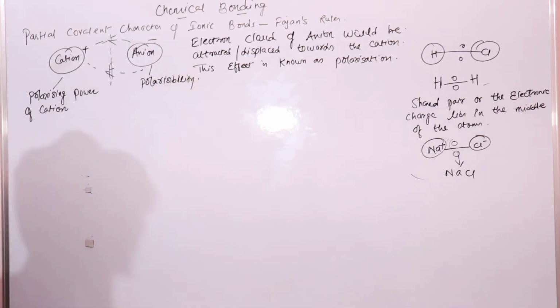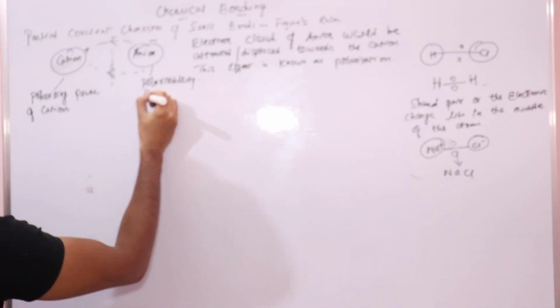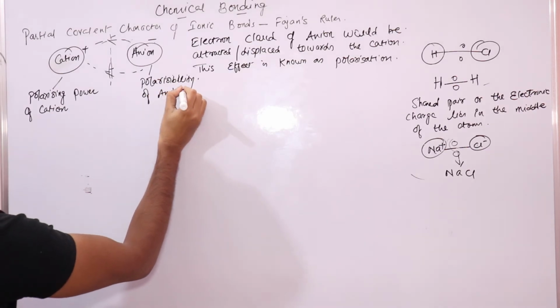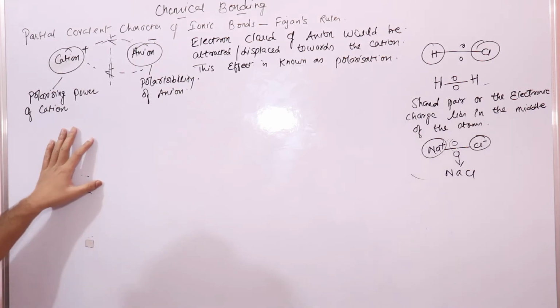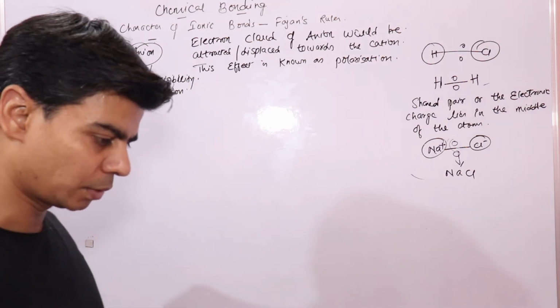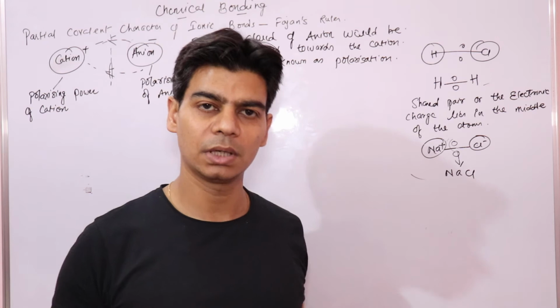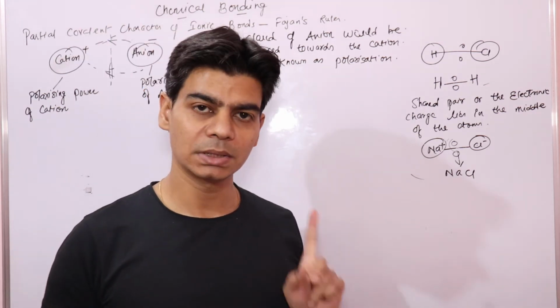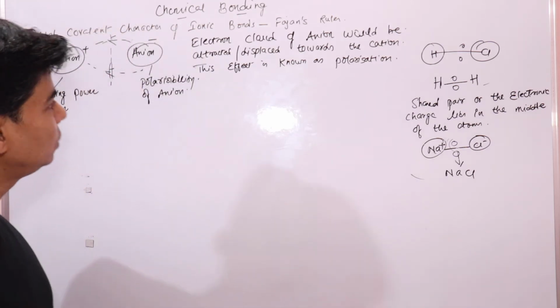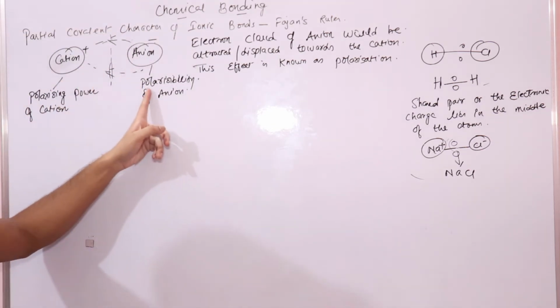Polarizability of anion, right? So this is quite simple. In any ionic compound, whichever ionic compound you have, there is some covalent character. Why? Because any ionic compound consists of a cation and an anion, right?